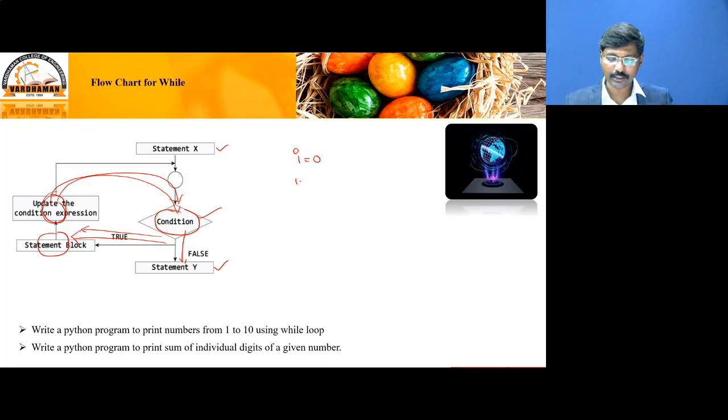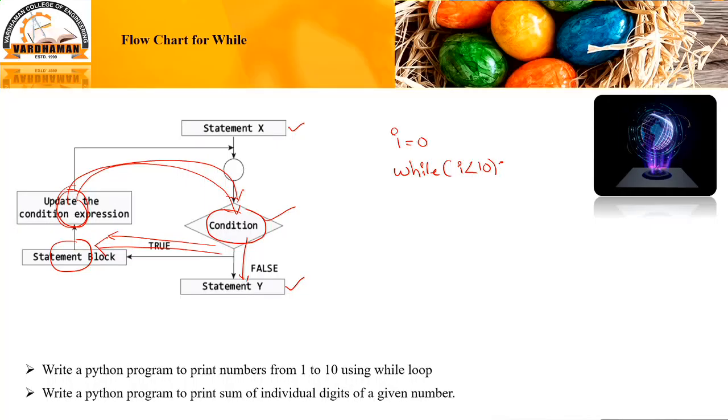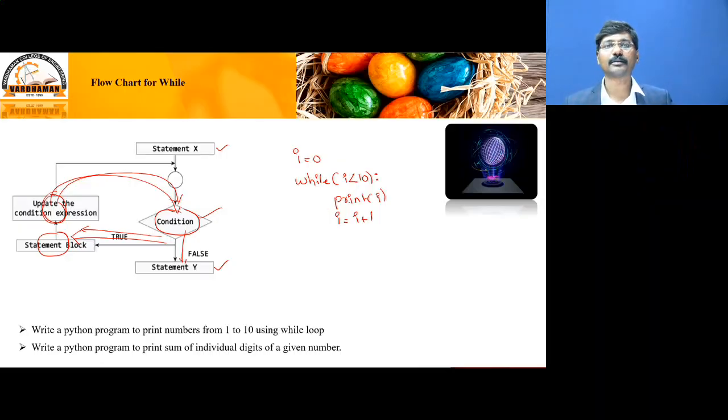And now I am writing a condition: while I less than 10. This is my condition, followed by colon, and then I would like to print I value. Print I. At the same time, I am also performing some modifications to I. I is equal to I plus 1. Now what exactly happens to this program and what would be the output? This program will print values from 0 to 9 on the console.